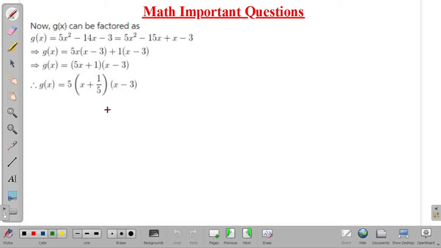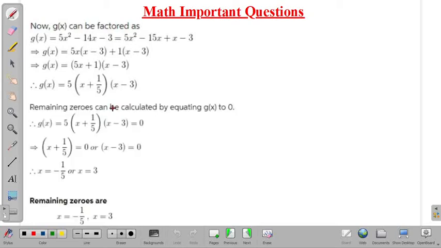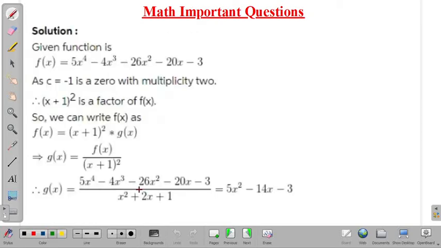Okay. So what are the roots of f(x)? So equating g(x) to 0, we can find the other roots as x equal to minus 1 by 5, or when we equate x minus 3 equal to 0, then the other root will be x equal to 3. Hence the remaining zeros or remaining roots are x equal to minus 1 by 5 and x equal to 3. Okay. Now we have 4 roots and we can see the given function has a maximum power of 4. You can see the degree is 4. So 4 roots we have got.